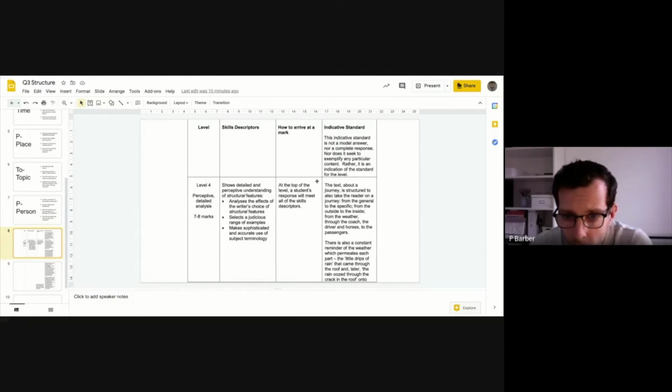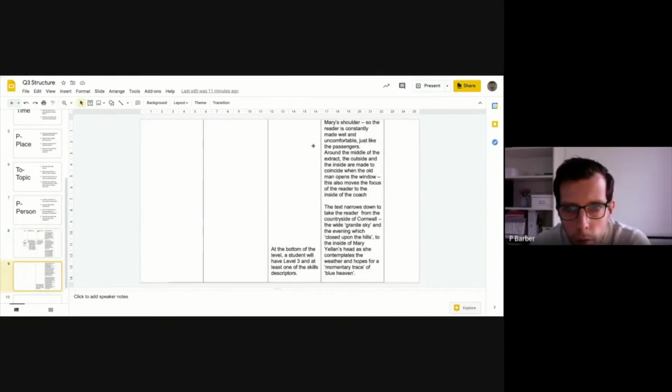The text is about a journey, and it is structured to also take a reader on that journey, from the general to the specific, from the outside to the inside, from the weather through the coach, the driver, the horses, to the passengers. There is also a constant reminder of the weather which permeates each part, the little drips of rain that come through the roof, and later the rain oozed through the crack in the roof onto Mary's shoulder. So the reader is constantly made wet and uncomfortable, just like the passengers.